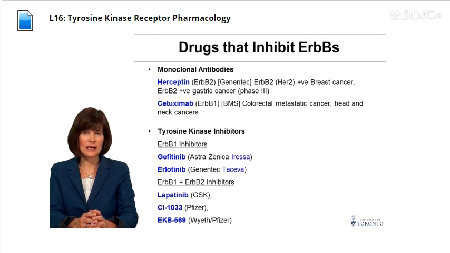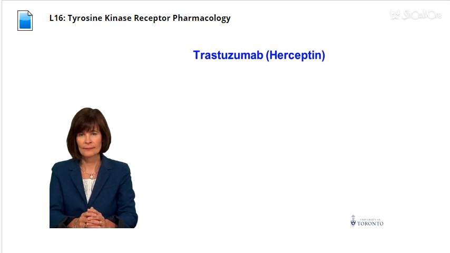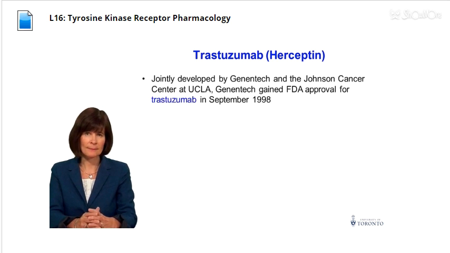Also listed on this slide are several small molecule inhibitors that inhibit both ERBB1 and ERBB2. And these are also used primarily to treat non-small cell lung cancers. So let's take a closer look at two of these drugs. First, we will look at Herceptin.